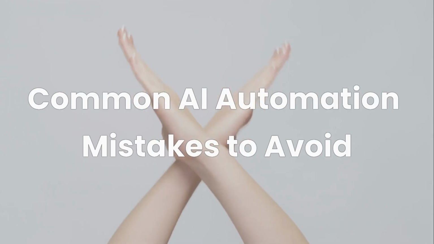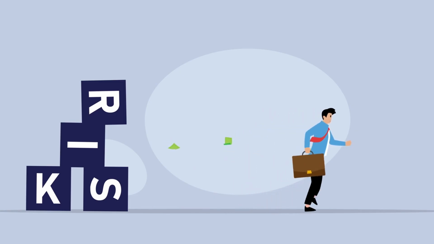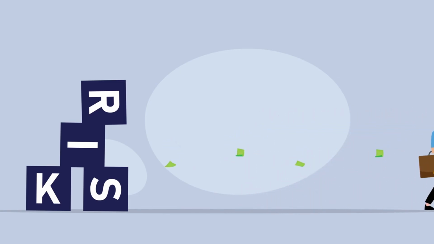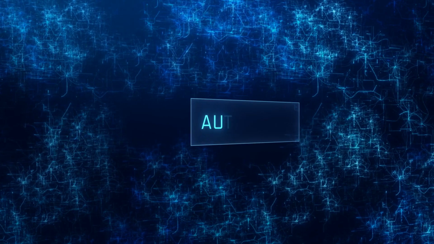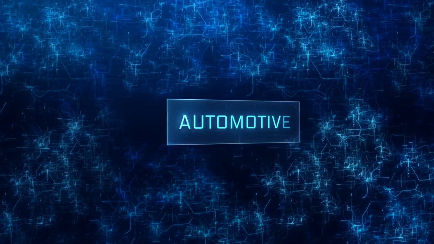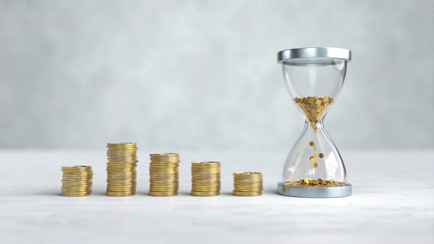Common AI automation mistakes to avoid. When setting up AI automations, it's important to avoid some common mistakes that could slow down your business growth. One mistake many beginners make is overcomplicating automations. While it's tempting to build advanced workflows, it's better to start simple. Focus on high-impact automations that save businesses time and money.